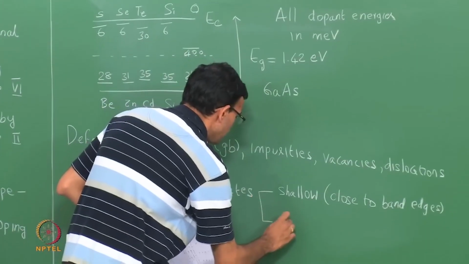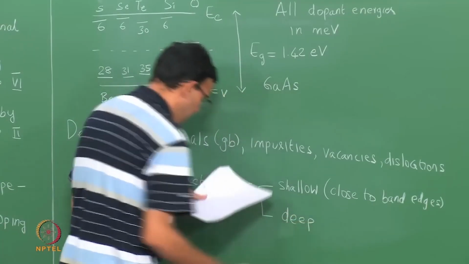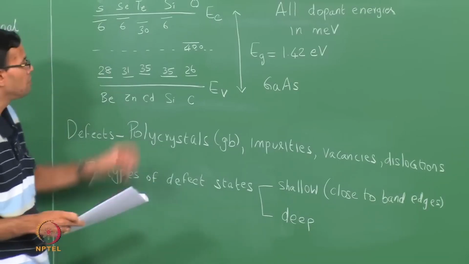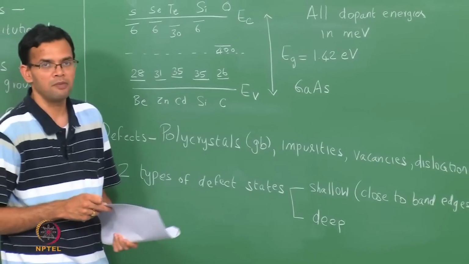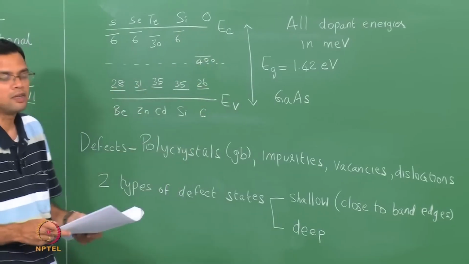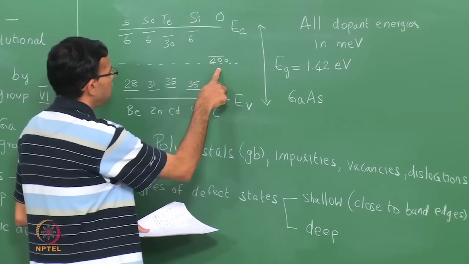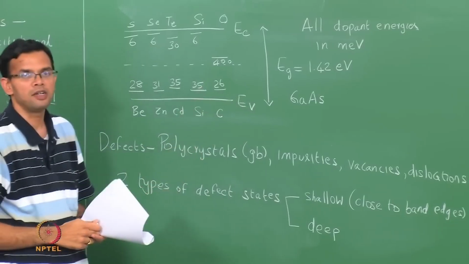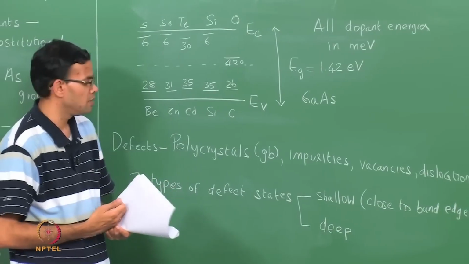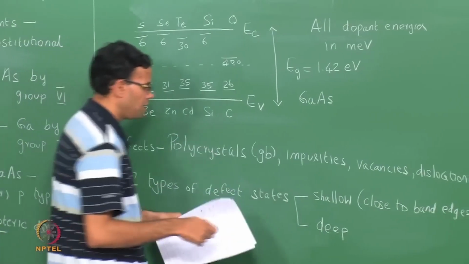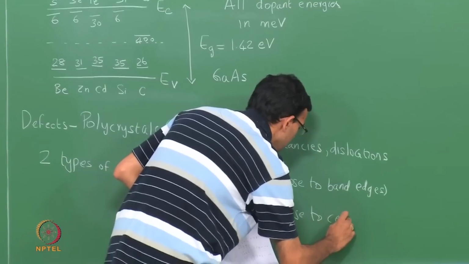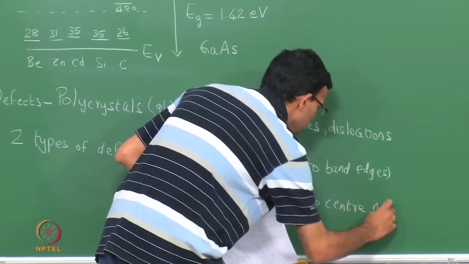The other type of defect states opposed to shallow states are deep states. So, deep states are states that are located much closer to the middle of the band gap, or they are located far away from the valence band and the conduction band. So, in this particular case you have oxygen that is located approximately 400 milli electron volts or 0.4 electron volts below the conduction band. So, deep states are located close to the center of the band gap.